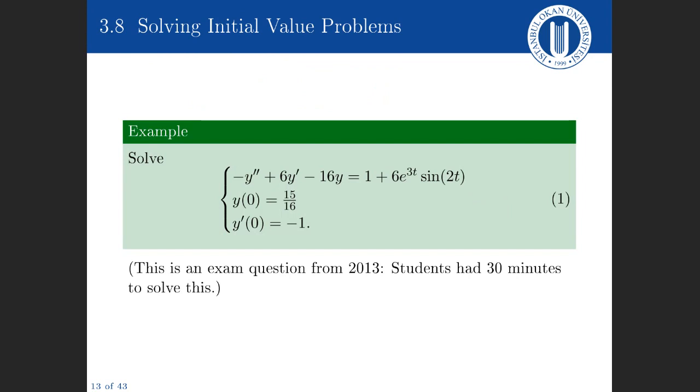To repeat myself, we can't find the constants C1 and C2 until right at the end of our calculation. First, we need the general solution to the non-homogeneous equation, and then the fourth and final step is to find the constants C1 and C2.